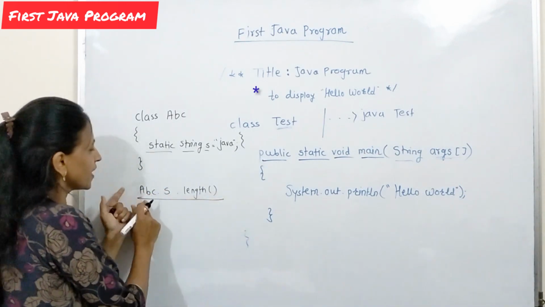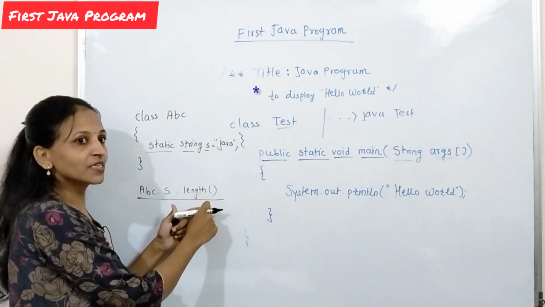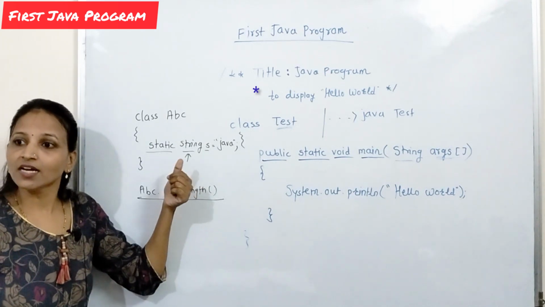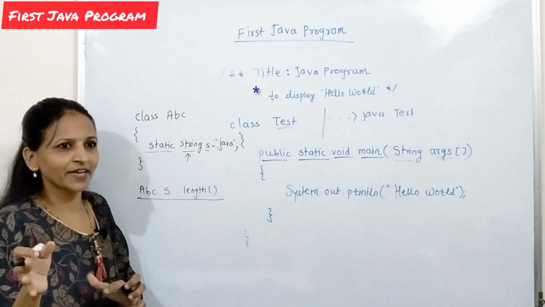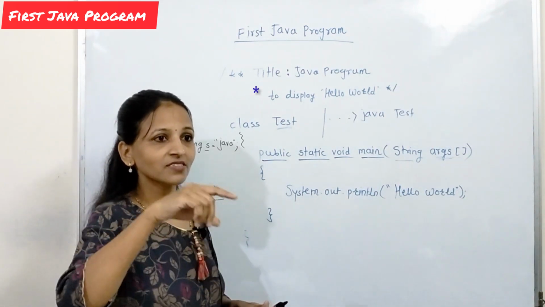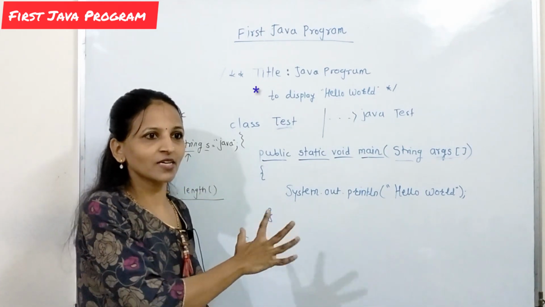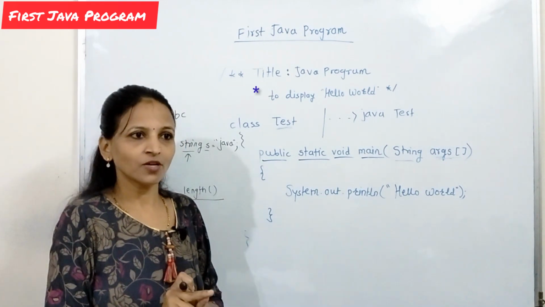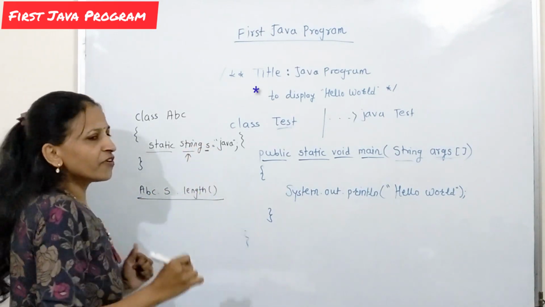Suppose I am using it like this: abc.s.length. This length is a method of the string class. String is an inbuilt class. String is not a basic type like integer or character; those are just primitive data types. We have already explained in the last lecture that string is a class, a composite data type, while other primitive data types are not inside any classes.